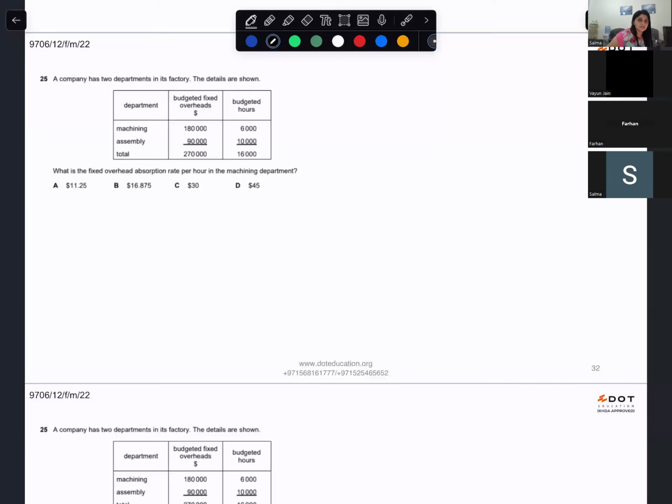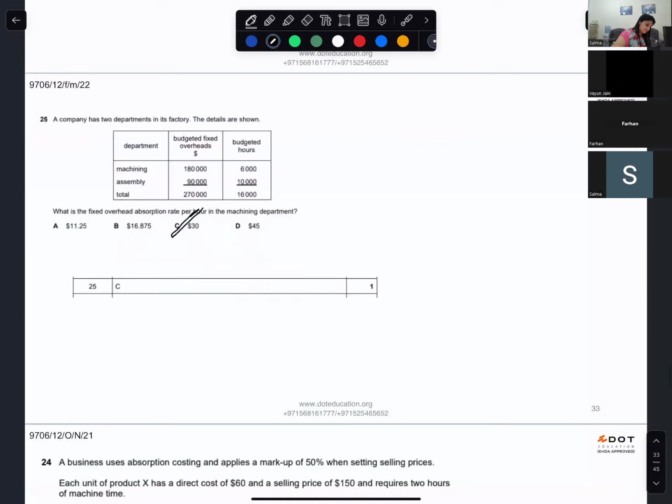Fixed overhead absorption rate in the machining department. So for the machining department, what is the budgeted overheads? It's 180,000 divided by 6,000. It is coming up to how much? 30. Did you check the answer? Yeah, I checked. It's 30. So the answer is option C.